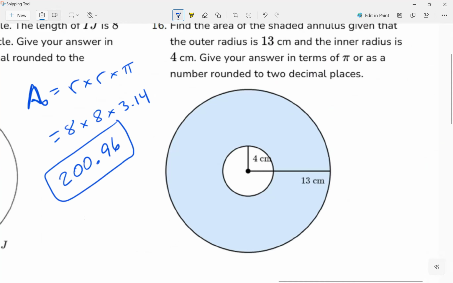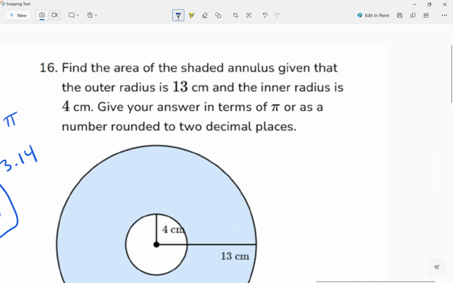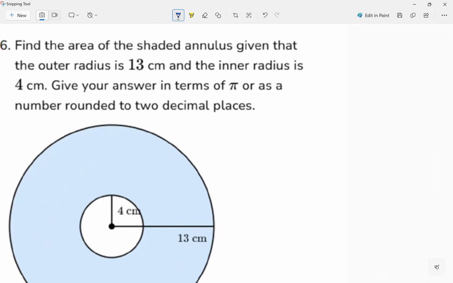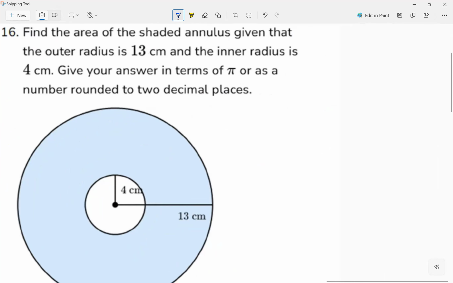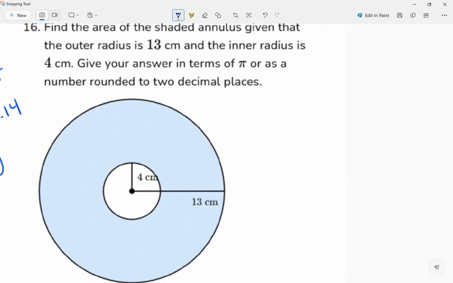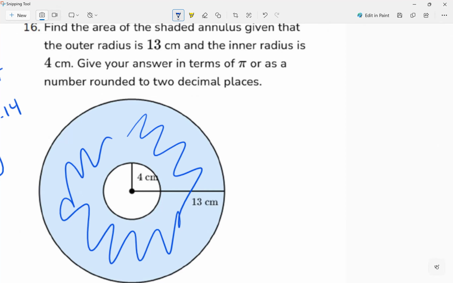Okay, now let's take a look at number 16. Find the area of the shaded annulus given the outer radius is 13 centimeters and the inner radius is 4 centimeters. Give your answer in terms of pi or as a number rounded to two decimal places. What they're asking here is, you see there's two circles, right? There's a big circle and a small circle. The shaded annulus is basically this blue section here. Again, there are two circles.